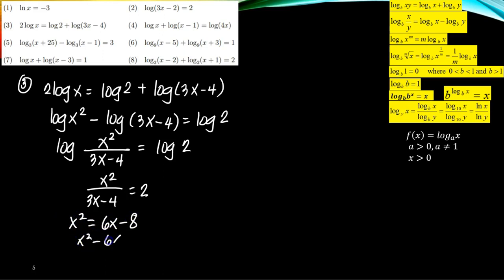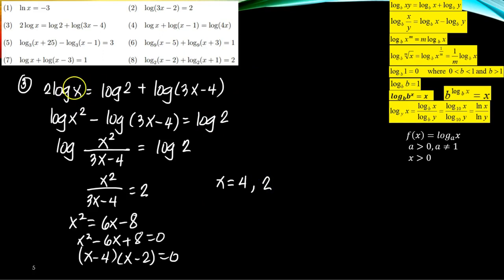X squared minus 6x plus 8 is 0. So we can try factoring this out. X minus 4, x minus 2 equals 0. So we have two potential answers. X is equal to 4 or 2. Let's try plugging it in the original problem.